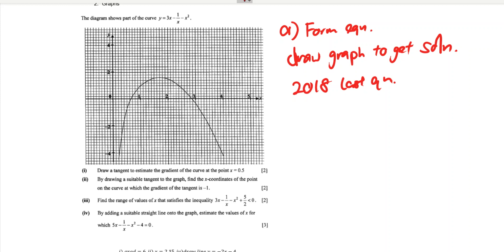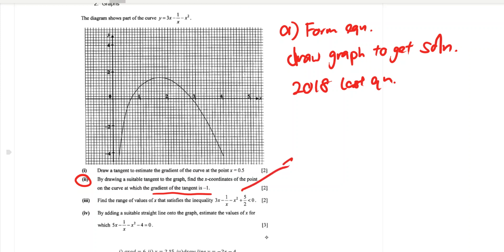If not, most of the time they will ask you to draw a tangent at the point. Now there are two things I want you to take note of. In this case, part 1 is quite standard, where they ask you to find the gradient of the tangent at x equals 0.5. Now, if I tell you that the gradient is negative 1, where is the point? That is the hard one.